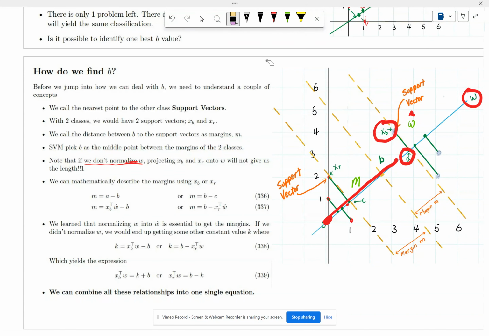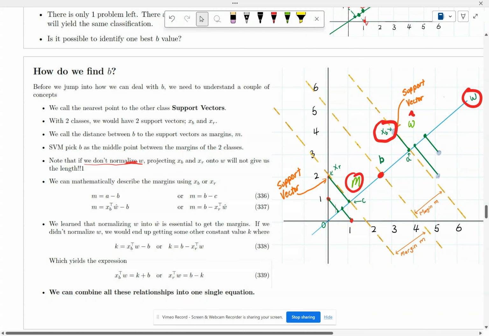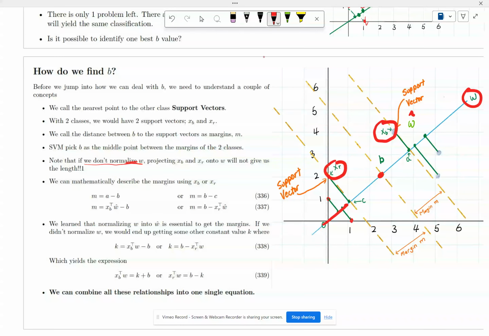After that, how do we get C, right? The distance to C. So B minus C will give us M again, right? So how do we get C? Well, C is XR projected onto W hat right here.